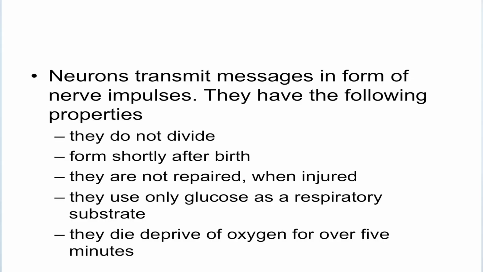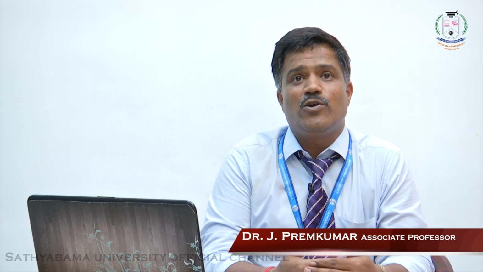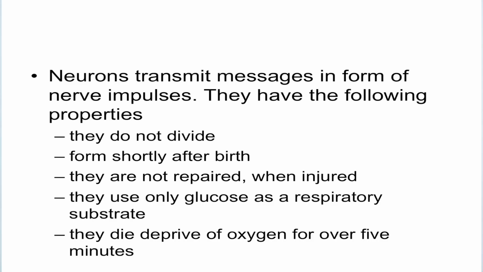The neuron transmits messages in the form of nerve impulses. The properties of neurons include: they do not divide, they form shortly after birth, and they cannot be repaired once injured. They use glucose as the only respiratory substrate.